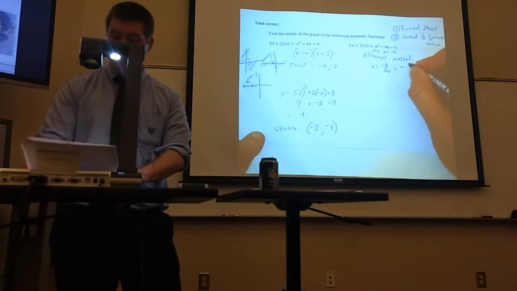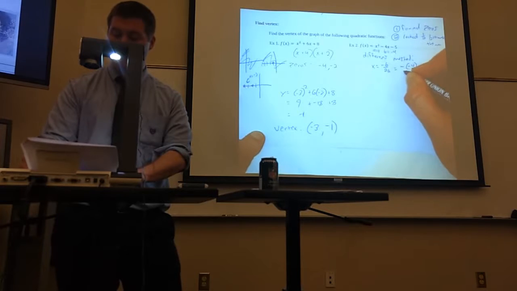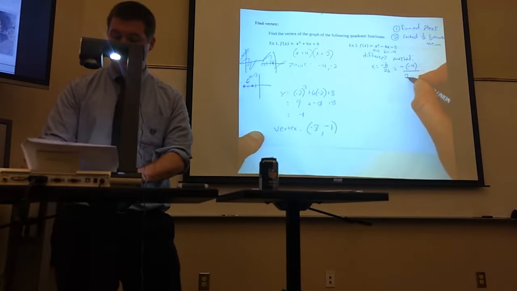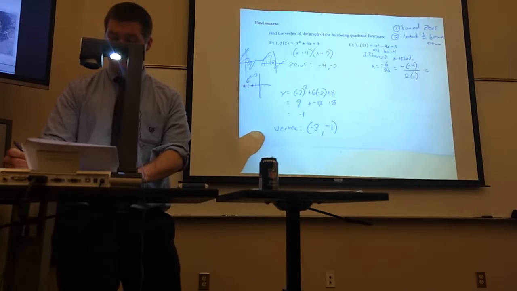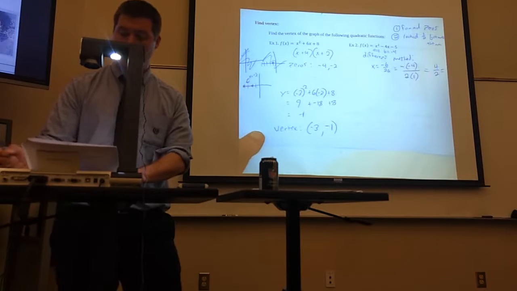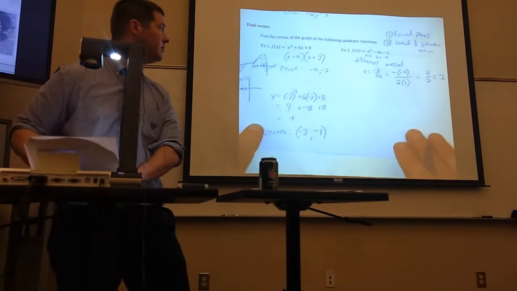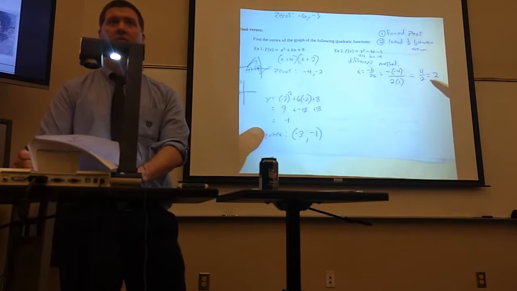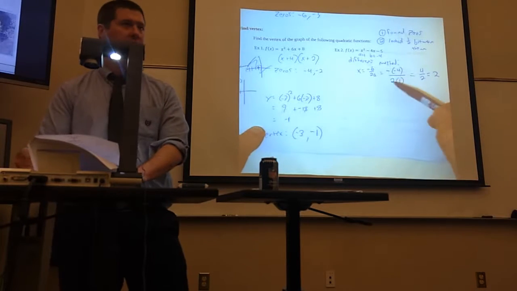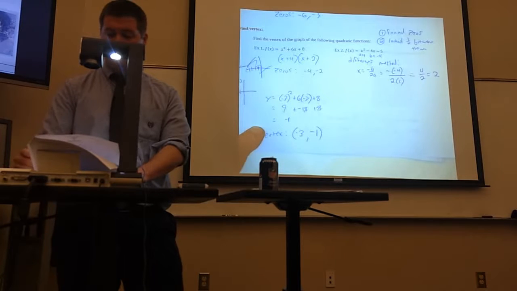Negative b is going to be a negative 4. And then 2 times a is 2 times 1. So that simplifies to 4 over 2, or just 2. So that's an alternate way. It can be a lot faster, as long as you remember the formula. That's another way to find your x.